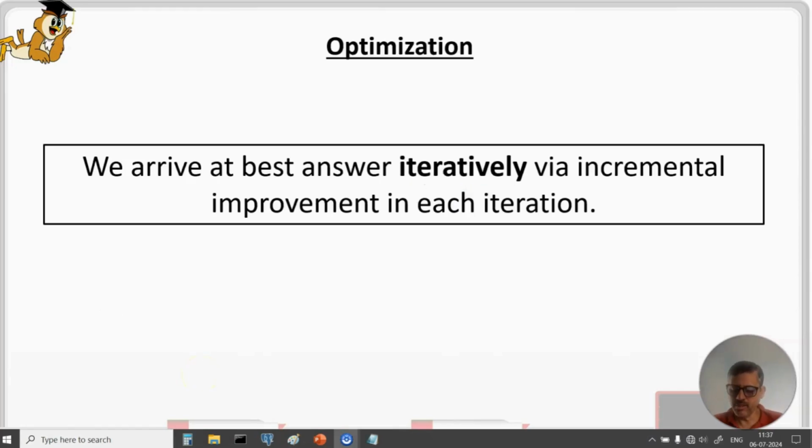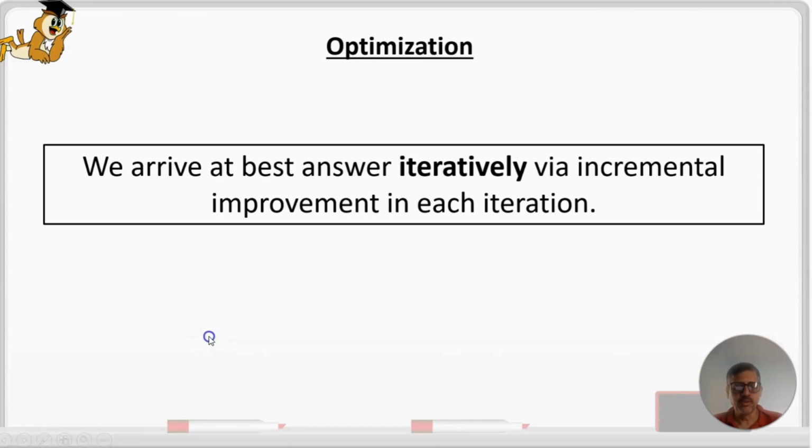Okay. In our previous session, we talked briefly about what optimization was, in the context of the binary linear classifier. And we said that optimization was essentially going to help us arrive at the best answer iteratively via incremental improvement in each iteration. So this was basically what we said we were going to do, okay.